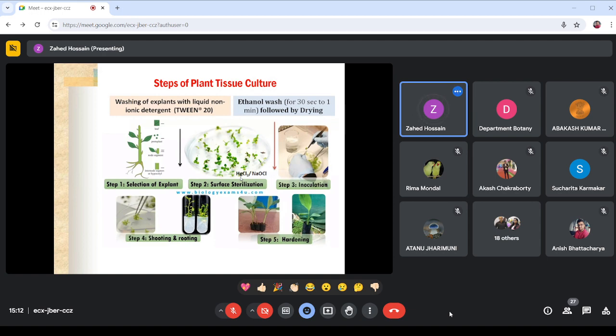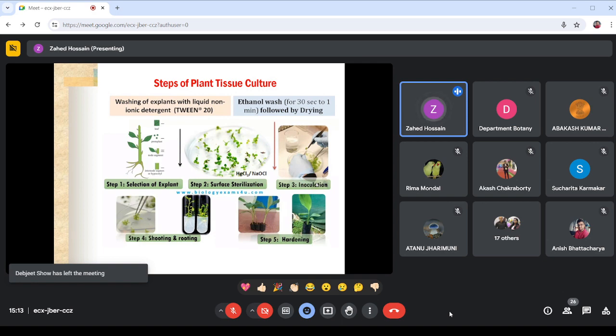Previously, it was being used in every lab. But nowadays, sodium hypochlorite is used, which is basically less toxic. So after doing the surface sterilization, you have to just put an ethanol wash. Then you have to inoculate. Inoculation means that the surface sterilized explant is inoculated in a media. That media, I will tell the composition of the media in the next few slides.